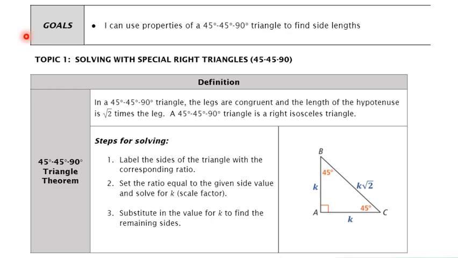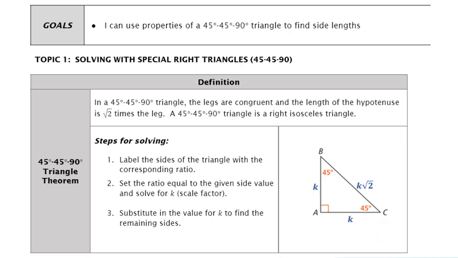With 45, 45, 90 triangles, we can use this if it's something we can't do with Pythagorean theorem, but we know the angles are 45, 45, 90. They're going to follow a certain relationship. So our goal is going to be using 45, 45, 90 triangles to find side lengths.